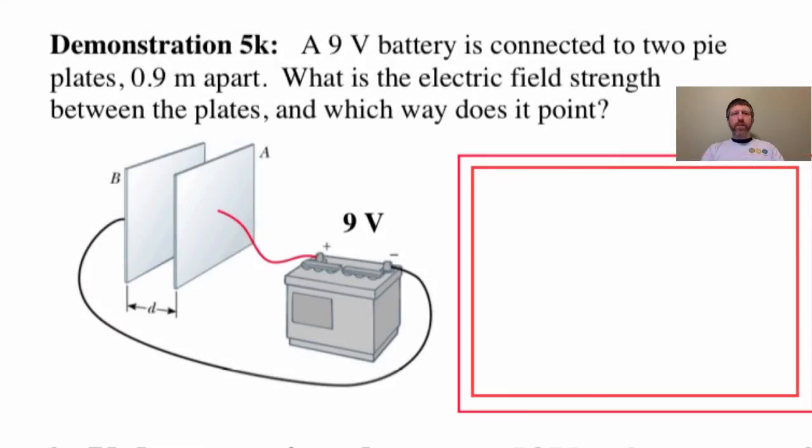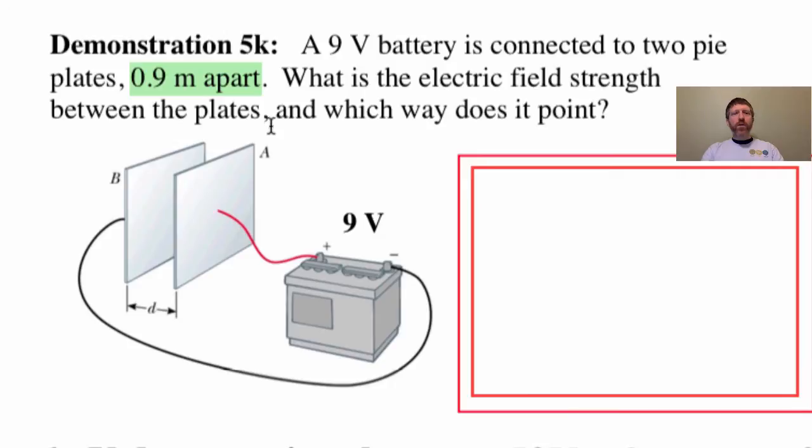Here is where the electric potential can really make life easy for us for various calculations. What I've got right here is a 9-volt battery, and the positive terminal is connected to this plate over here. The negative terminal is electrically connected to this plate over here. The distance between them is D, which for this example, I'm going to make 0.9 meters. What's the electric field strength between these two plates, and which way does it point?